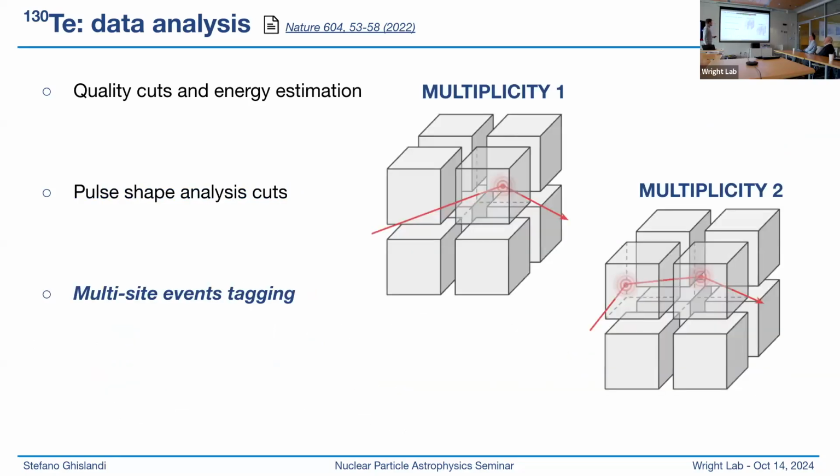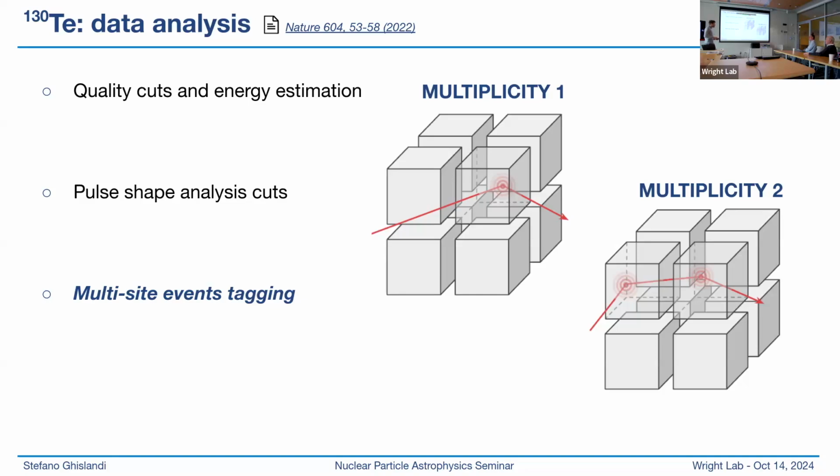In the end, in order to exploit all the different topologies that can happen in the crystals during a single physics event, we're using multi-site event typing. So we are defining multiplicity, which is just the number of crystals that are involved in a single physics event. Multiplicity 1 will be an event depositing energy only in one crystal, and multiplicity 2, for example, will be two depositions in two different crystals.